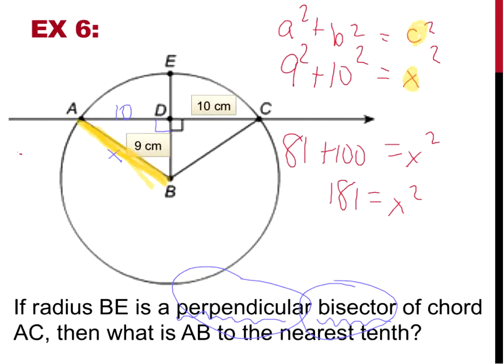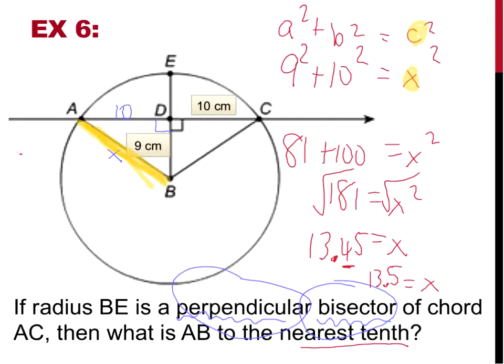How do I go from x squared to x? What do I have to do to both sides? Square root both sides. That's why I said a calculator is handy and acceptable. It's not cheating. And we would get 13.45, but if it wants the nearest tenth, the tenth place is right here. It's one decimal. So by the time we round, it'd be 13.5. Final answer.